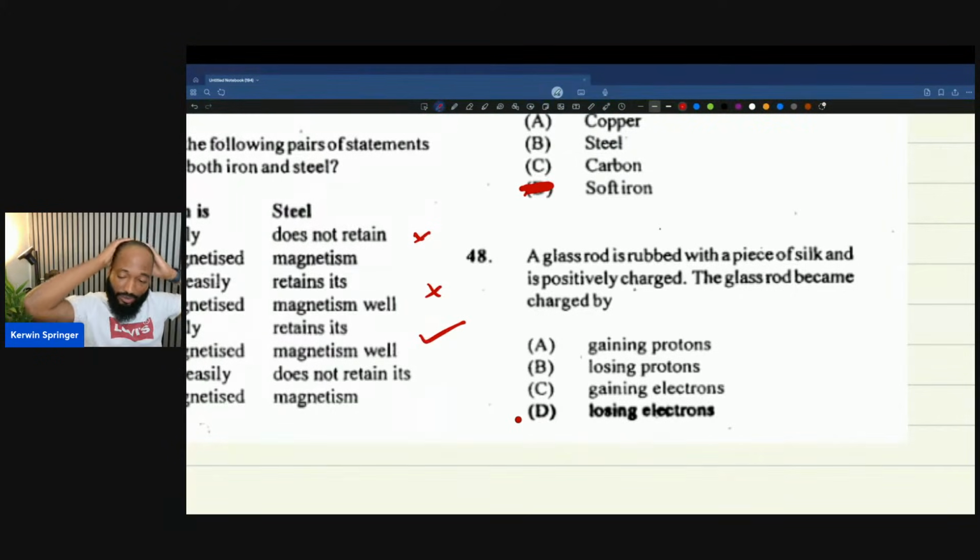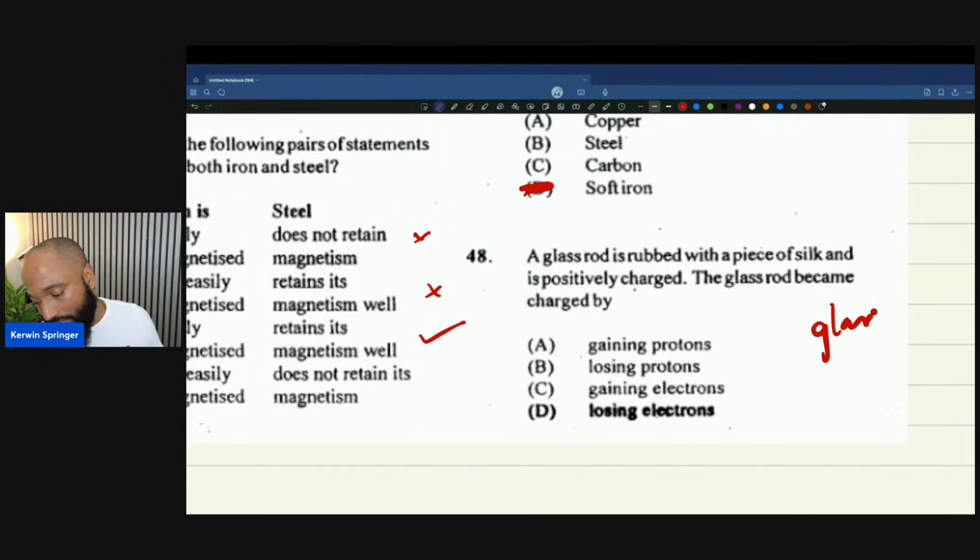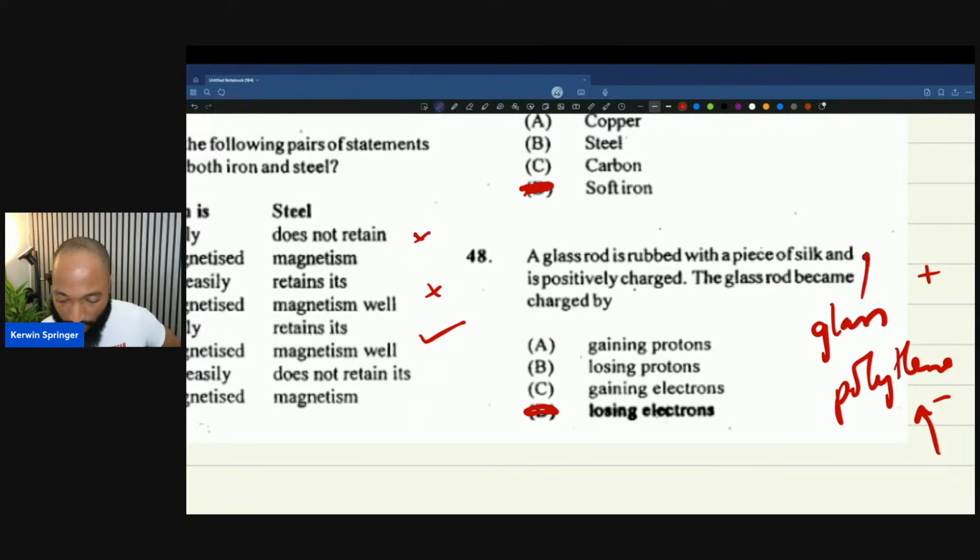Which one is B, positive? Because it's between glass and the polythene, right? So the glass, I know the glass is positive. Why is the glass positive? Because it's losing electrons. Losing electrons. I don't know why it's bold. Polythene is the negative one. So this one gains electrons, this one loses electrons.